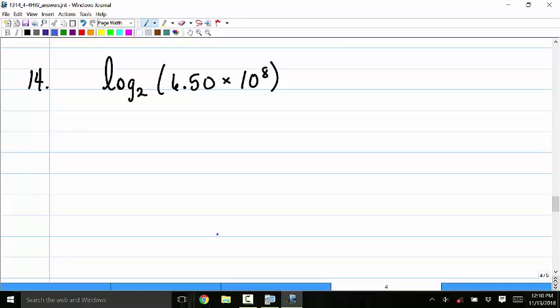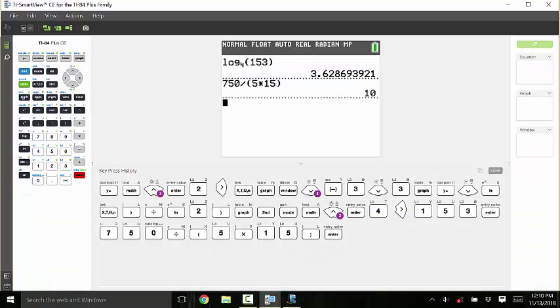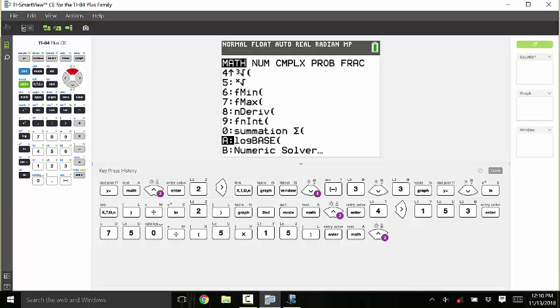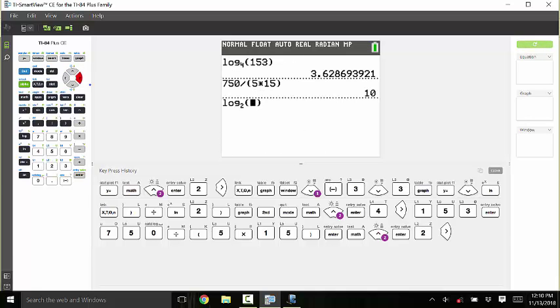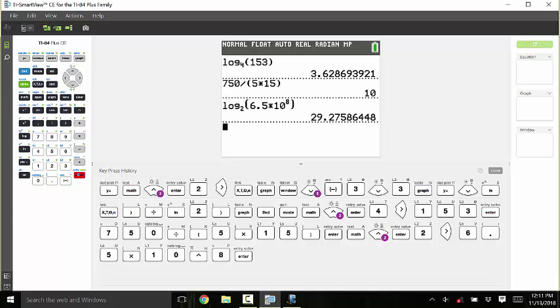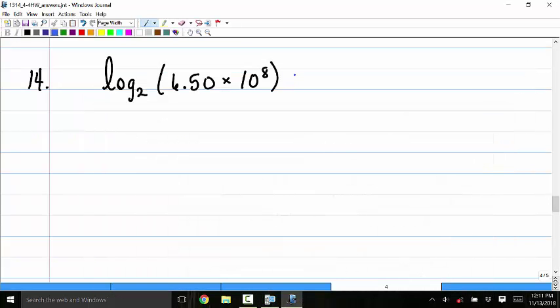No, I skipped 13 because it's just like 12. Number 14. How would you do that on your calculator? Log base 2. So you'd go math. Log base 2 of 6.5 times 10 to the 8th? 29.276. You did that using your calculator.